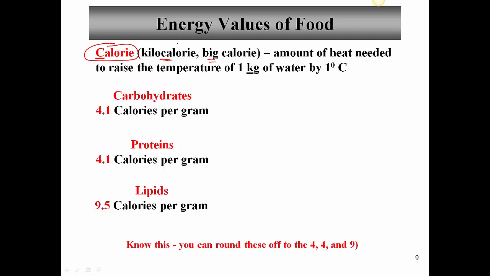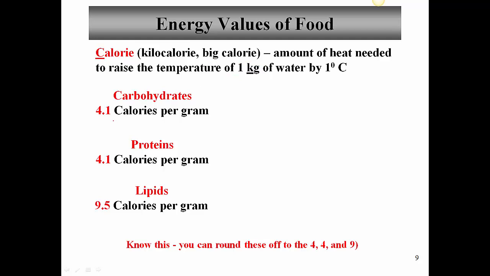So remember, a calorie is the amount of heat needed to raise the temperature of 1 gram of water by 1 degree centigrade. A big calorie, with a big C, is the amount of heat needed to raise the temperature of 1 kilogram of water by 1 degree centigrade. So we're talking about 1,000 times the energy in those small calories that we talk about in chemistry.